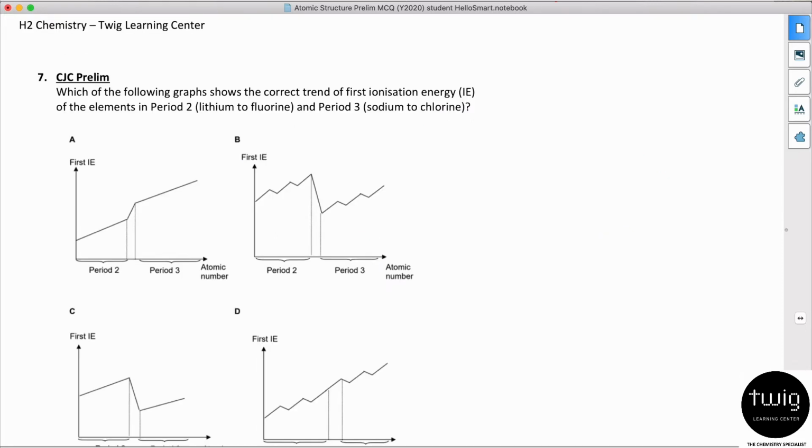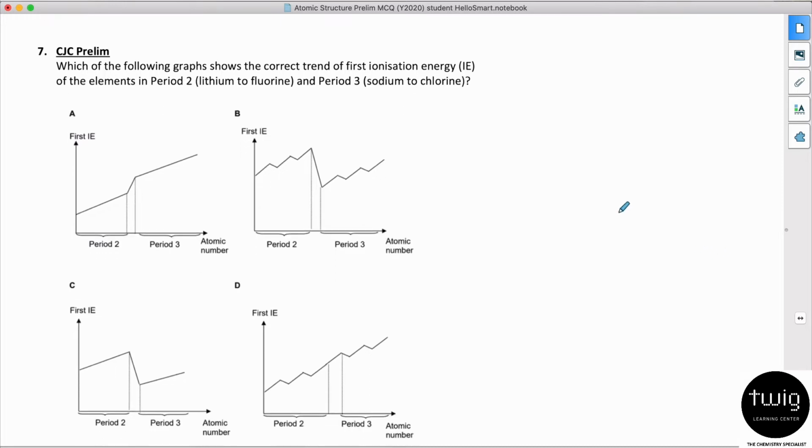Question 7. Which of the following graphs gives the correct trend for the first IE for the elements in period 2 and period 3? You notice that for period 2, across the period from lithium to fluorine, the general trend is going up, because IE increases across a period. But there's always a bit of an anomaly. Can you see the two anomalies that show a dip?